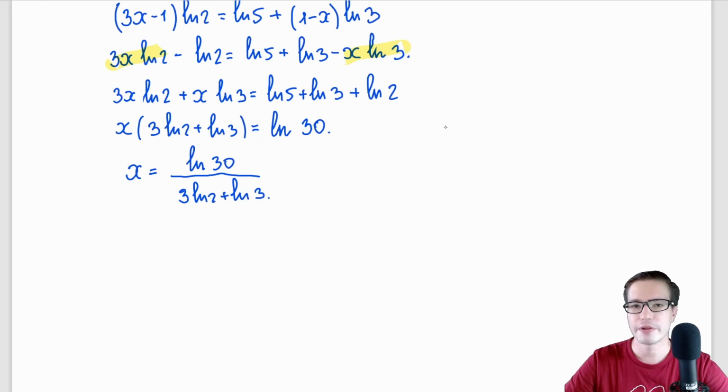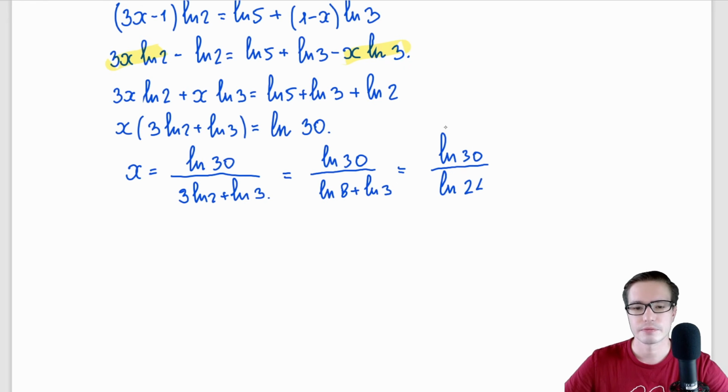And now I will have to simplify a little bit further. 3 log 2 can be written as natural log of 2 to the power of 3, which is 8, plus natural log 3. And then at the bottom we have the sum of logs, so that means we can write it as log of a product. 8 times 3 is 24. Here we go, this is going to be our answer.